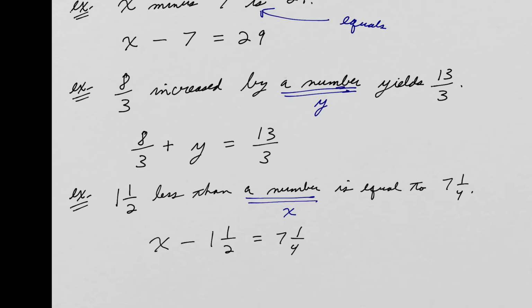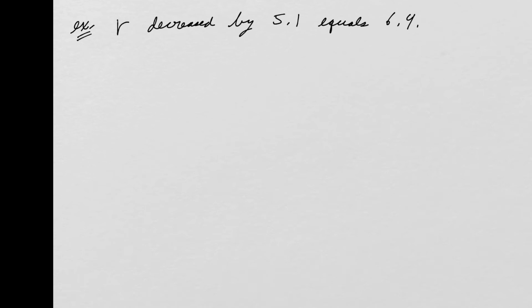All right, let's do one more, and then we'll talk about how to solve these. Let's say I have r decreased by 5.1 equals 6.4. Okay, so decreased by means to subtract, right? So we can interpret this as r minus 5.1 equals 6.4. So that would be the corresponding equation.